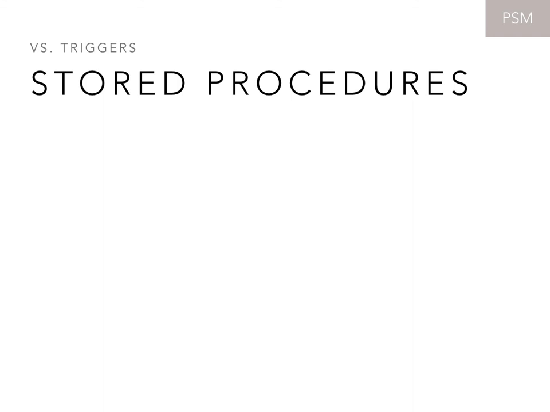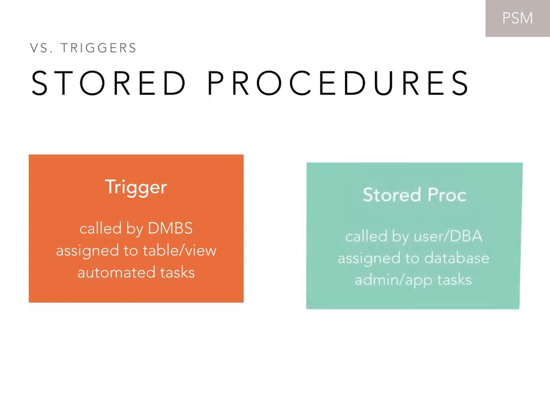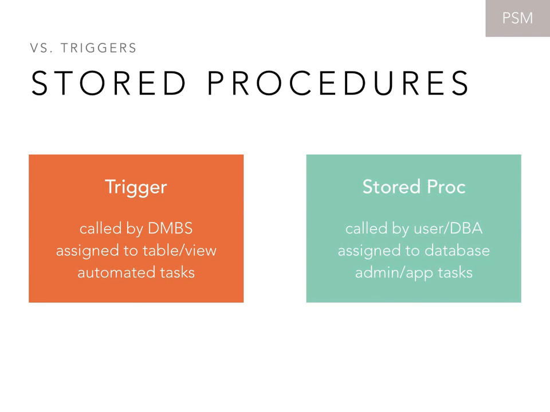All right, so how can we compare stored procedures to triggers? Triggers are called by the database automatically when a table or a view is inserted into, updated, or deleted from. And I think generally you're going to do some automated tasks in there to make sure that the constraints are followed or that those different things we saw, the default values. A stored procedure, on the other hand, is going to be called by a user or maybe the DBA, maybe an application. It's assigned to the database, so it's not specific to a particular table or view. And it's probably going to support administration or application kinds of tasks, so more general purpose than the triggers.